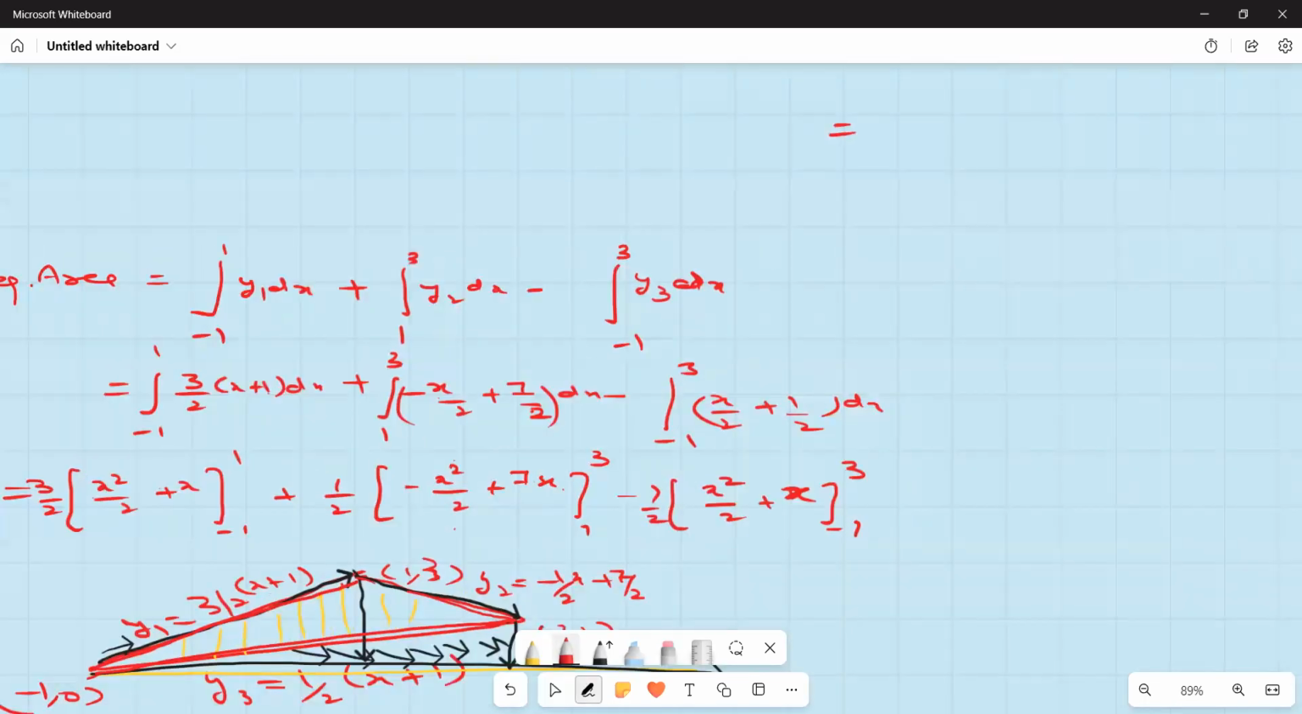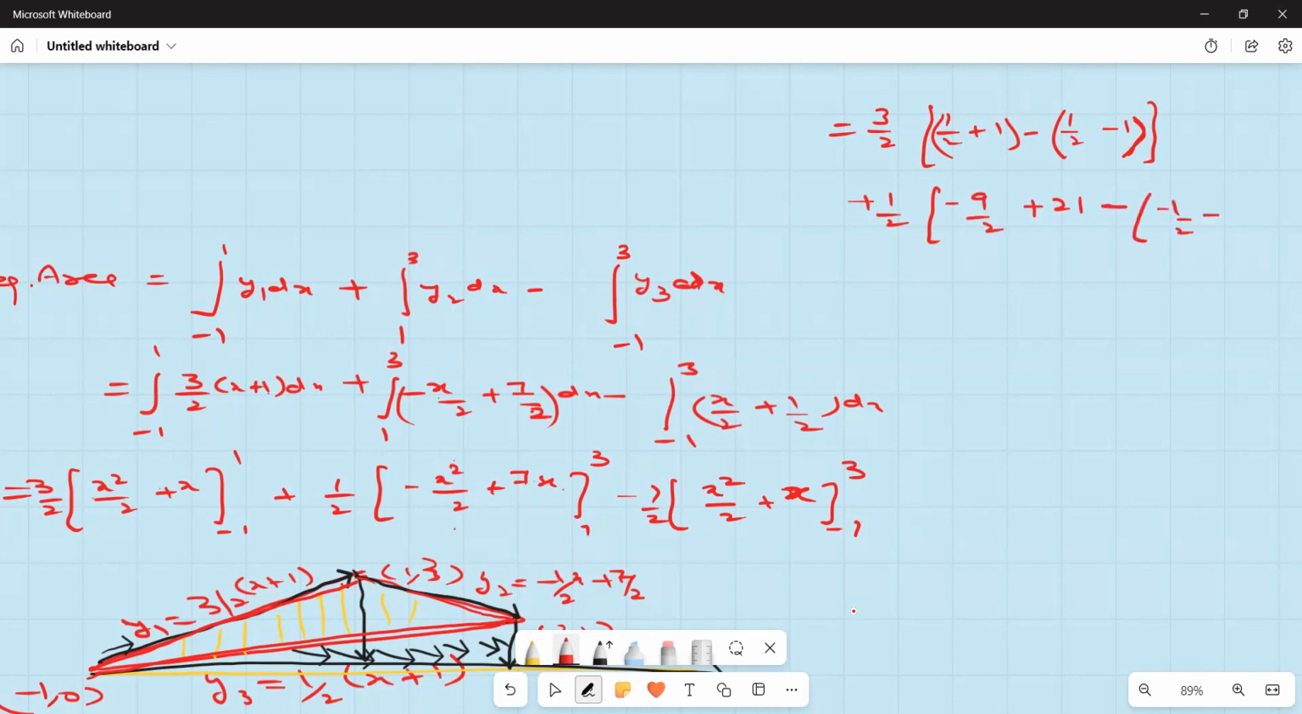So this is coming as 3 by 2. Upper limit is 1 by 2 plus 1, minus 1 by 2 minus 1, right? This is your first one, plus half. If I put upper limit, that is minus 9 by 2 plus 21. When I put lower limit, that will be minus 1 by 2 plus 7, right? Then minus half. When I put the upper limit, that is 9 by 2 plus 3. And when I put lower limit, that will be 1 by 2 minus 1.